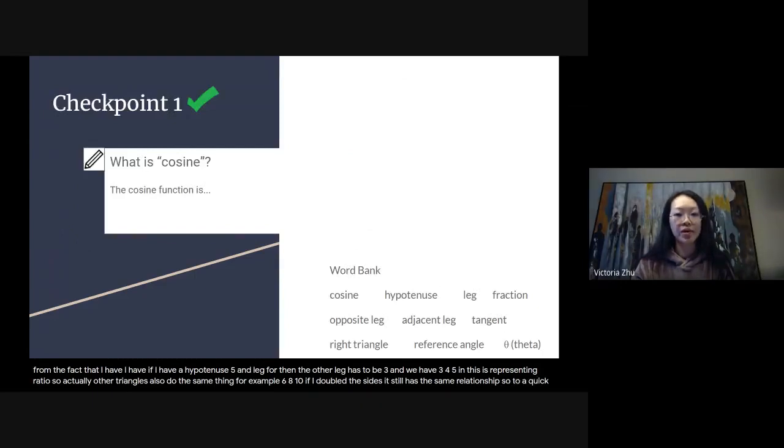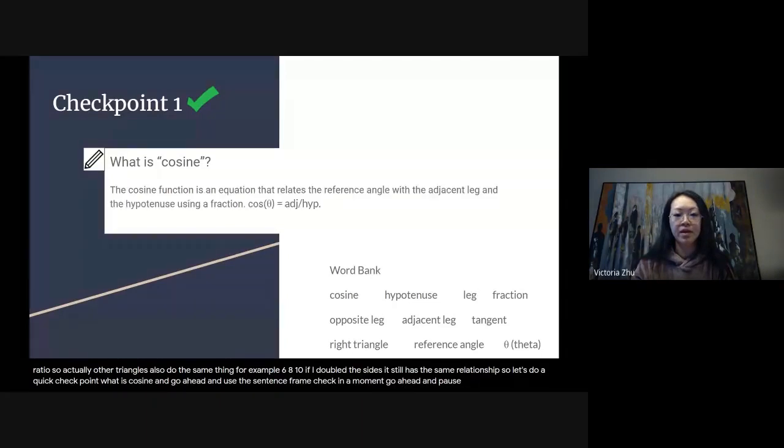So let's do a quick checkpoint. What is cosine? And go ahead and use the sentence frame. Check in a moment. Go ahead and pause. So cosine function is an equation that relates the reference angle theta with the adjacent leg and the hypotenuse using a fraction. And we have cosine of theta equal to adjacent divided by hypotenuse. Are we starting to see how all three of them look very similar?